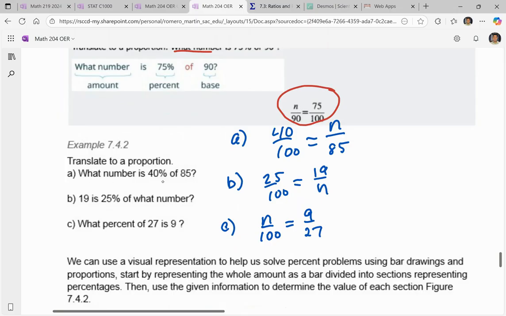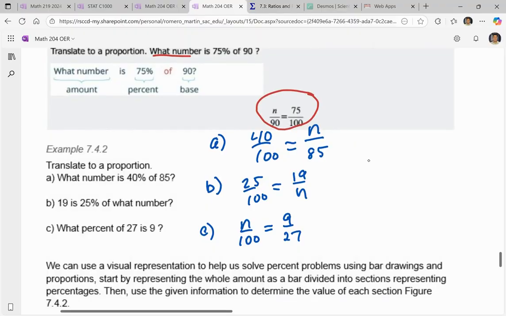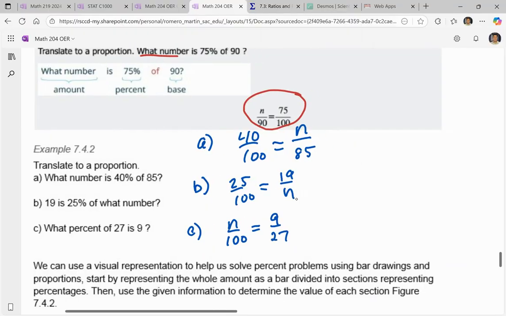So what number is 40% of 85? Of is the base, that's our whole piece. 40 over 100 equals n over 85. B, 19 is 25% of what number? Of is the base, so that's why I have a variable in the denominator: 19 out of n, or x, or whatever variable you want, equals 25 over 100. What percent of 27 is 9? Of 27, that's the base. 9, what percent? n out of 100. That's the hardest part, the setup.